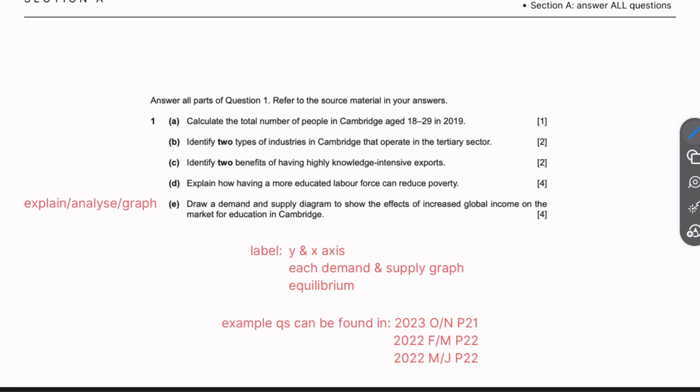Part E is usually a format explain, analyze, or graph question. For the graphs, you just need to draw the graph required and no further explanation is needed, but make sure you label the y and x axis, label each graph, and label any equilibriums. Usually only demand and supply graphs are asked, so make sure you are very familiar with them. Some example questions are also found in these years, so you can check them out.